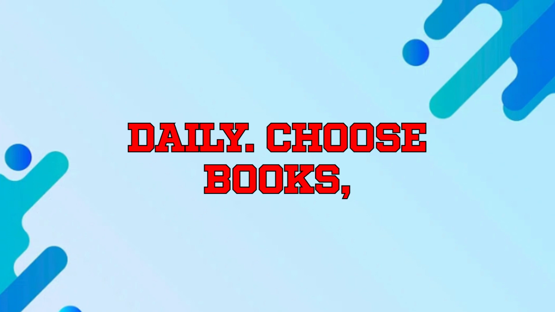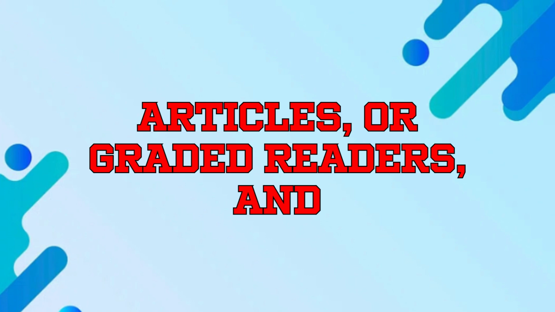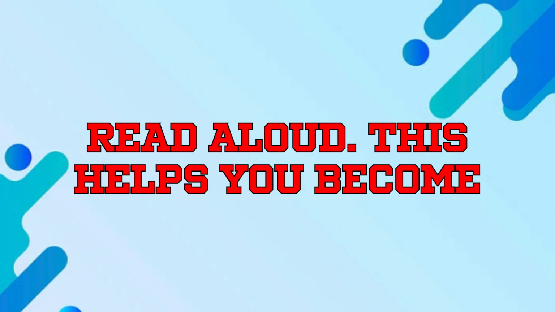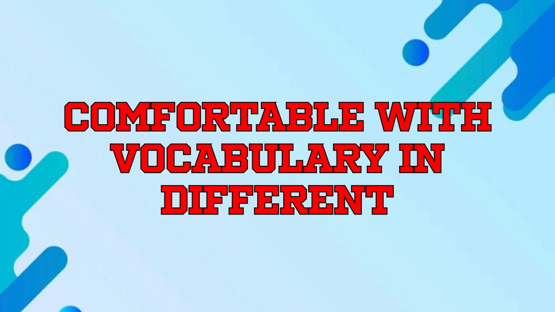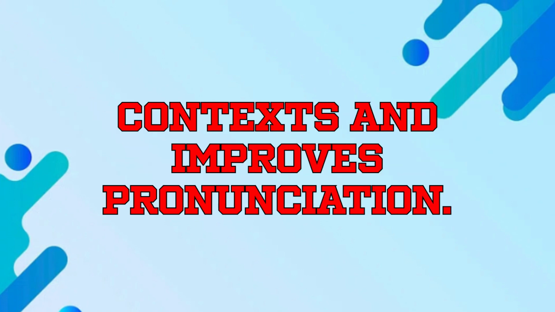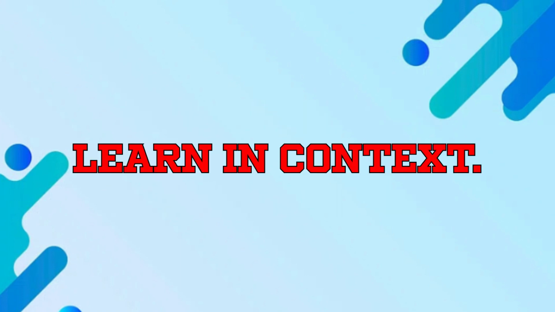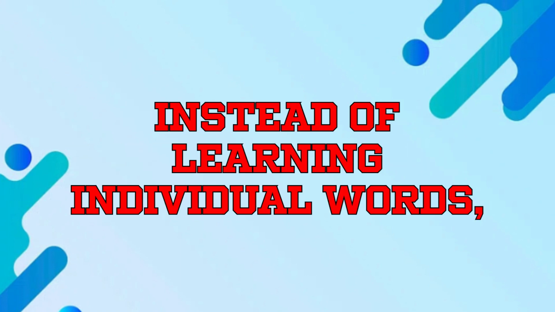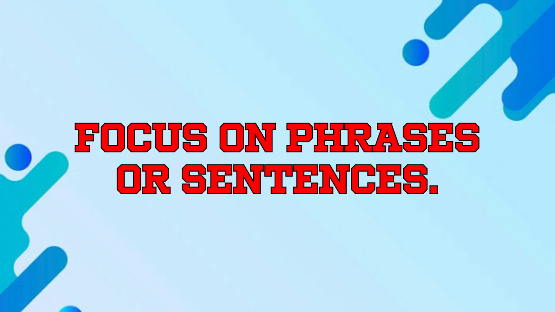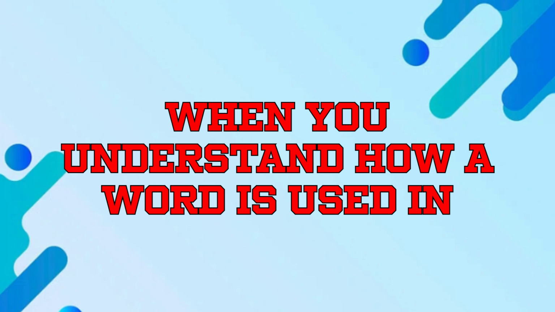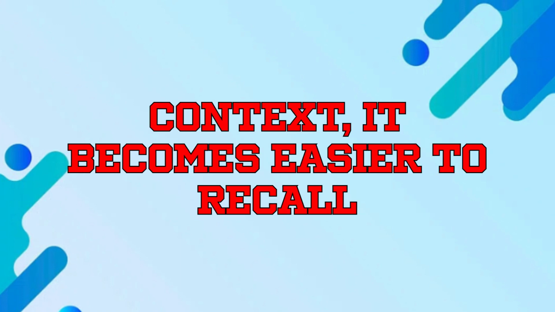Read aloud daily. Choose books, articles, or graded readers, and read aloud. This helps you become comfortable with vocabulary in different contexts and improves pronunciation. Learn in context. Instead of learning individual words, focus on phrases or sentences. When you understand how a word is used in context, it becomes easier to recall during conversations.